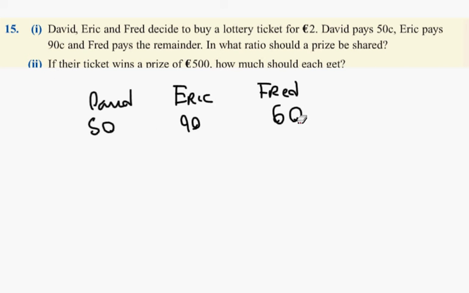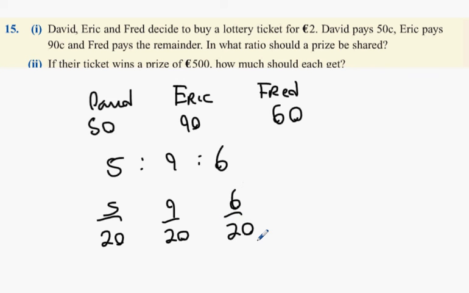50, 90, and now what we can do with ratios is, if I said to you as an example, for every 10 quid I get, you get 20. What's that the same thing as saying? For every €1 I get, you get 2. So you're allowed to divide ratios by a common denominator. The common denominator I see here is 10. So it's the same ratio as 5 is to 9 is to 6. You add them all up together and you get 20. So that's 5 twentieths, 9 twentieths, and 6 twentieths.